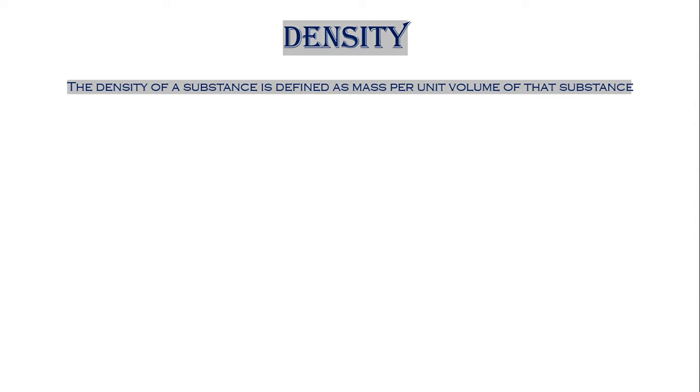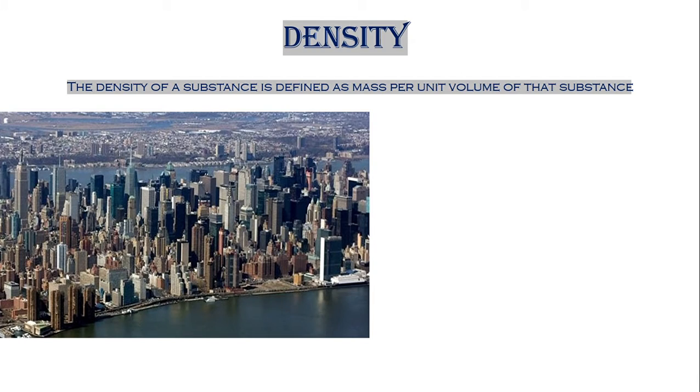We'll be talking about density now. We already talked about area and volume. So density of a substance is defined as mass per unit volume of that substance. Now let us understand with some examples.